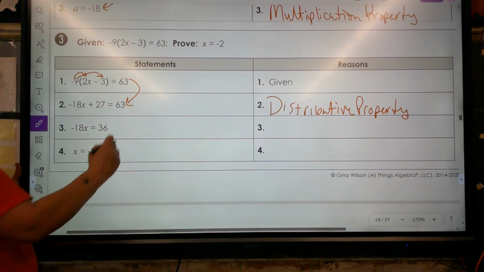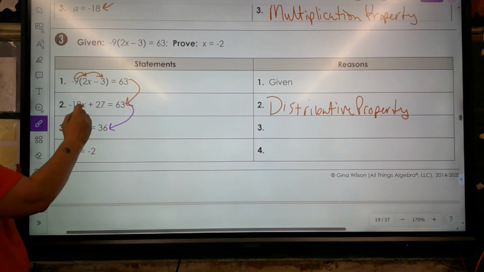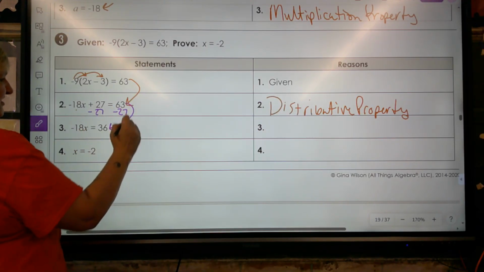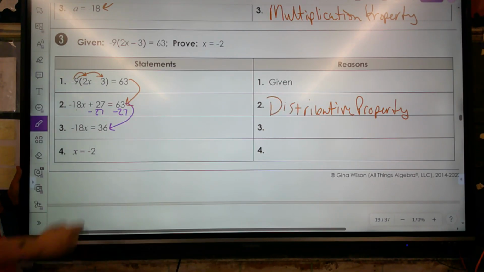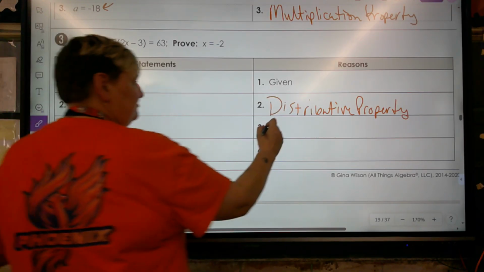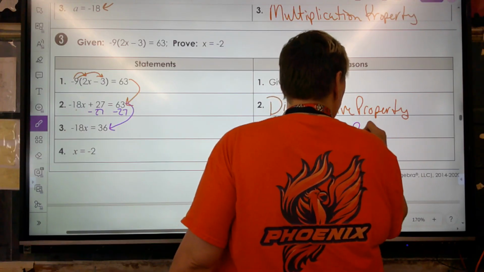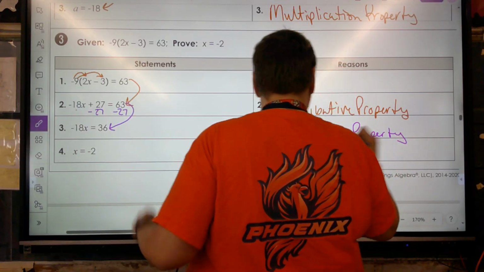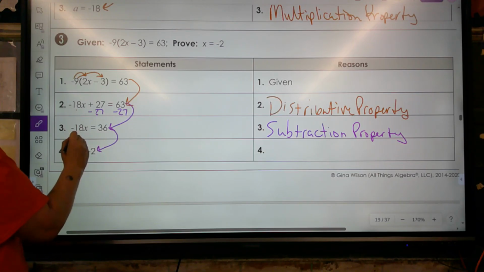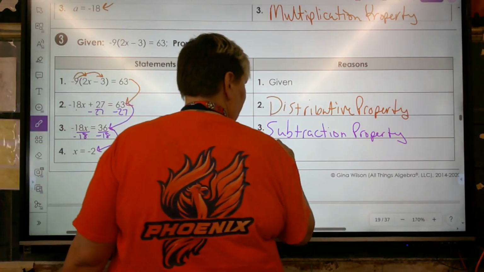All right, then from here to here, you can look at the differences to figure out what they did. It looks like they subtracted 27 from both sides. 63 minus 27 gives you 36. You can always double check it and make sure that's what they did. So they used subtraction property. And then from here to here, they divided by negative 18. So that's division property.